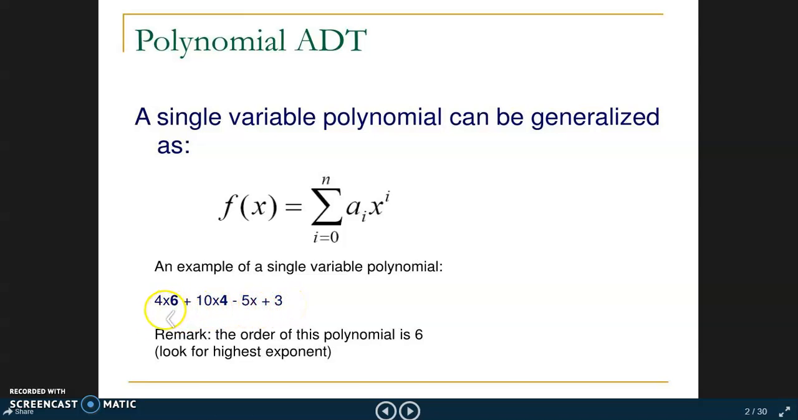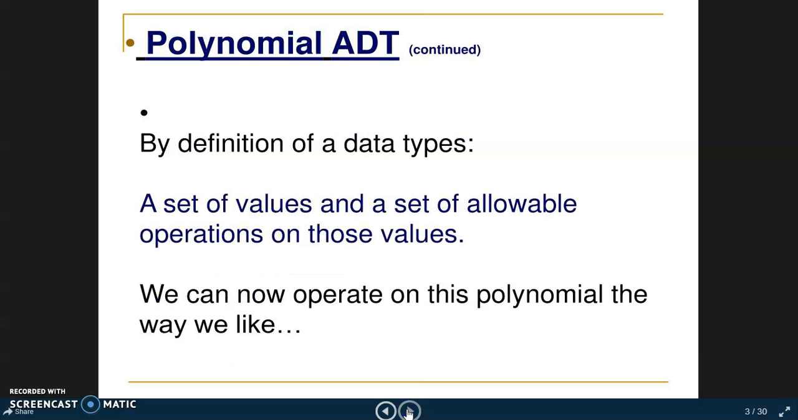Say, for example, these are the exponent values. In 4x^6, 4 is the a value and 6 is the exponent. Here again, 10 is the a value and 4 is the exponent. The order of this polynomial is 6, because the highest power of the polynomial is 6. Next slide, we'll check other polynomial examples.